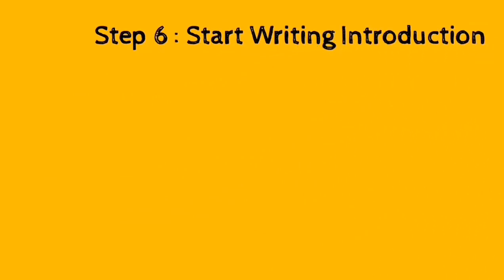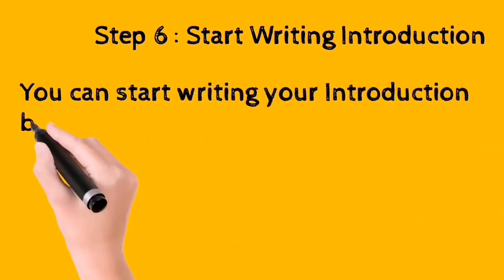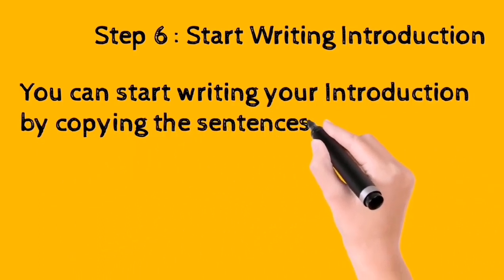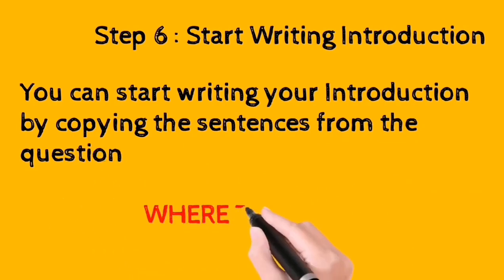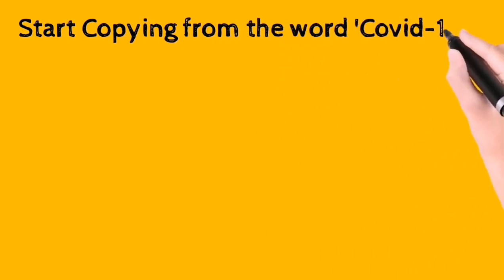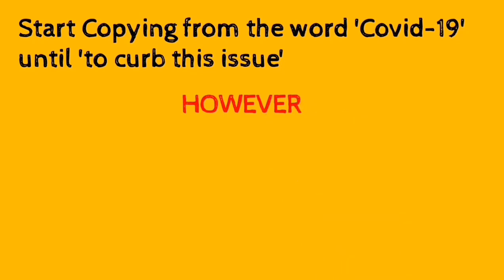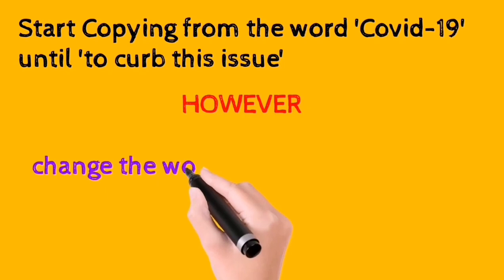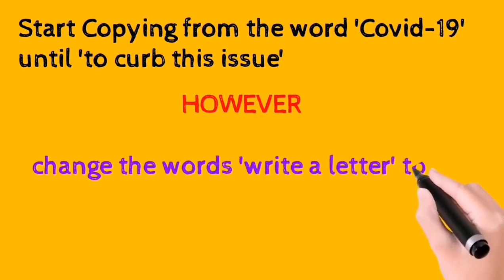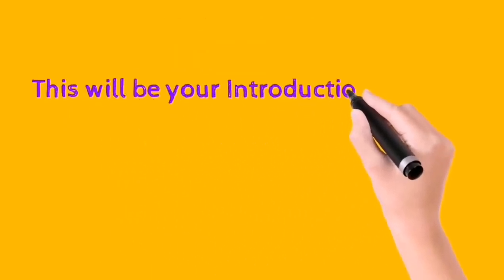Next is step 6. In step 6, you are required to start writing the introduction. You can start writing your introduction by copying all the sentences in the question. Still, normally students ask where to start. This is where to start. Start copying from the word COVID-19, at the beginning, until to curb this issue. However, you need to change some words. You need to change the words write a letter to I'm writing this letter to. So, this will be your introduction.